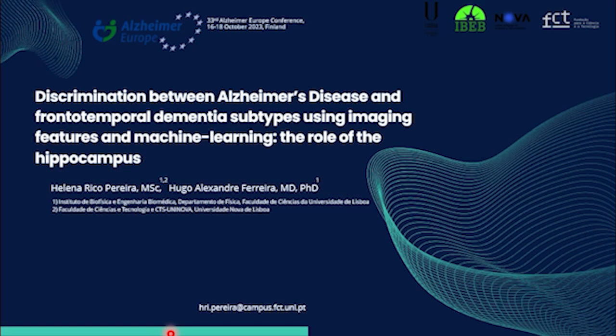Everyone, I'm Helena Pereira and I'm here to present our work entitled Discrimination between Alzheimer's disease and frontotemporal dementia subtypes using imaging features and machine learning to understand the role of the hippocampus in these dementias.